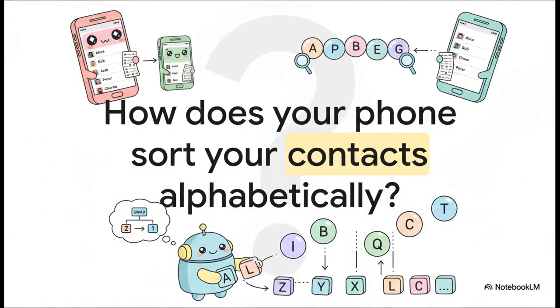Just think about your phone for a second. You add a new contact, and poof, it just magically appears in the right alphabetical spot. That's a sorting algorithm doing its thing. Now, of course, your phone is using something way more sophisticated, but to get how those complex systems work, you gotta start with the basics. And honestly, there's no better or more intuitive starting point than bubble sort.